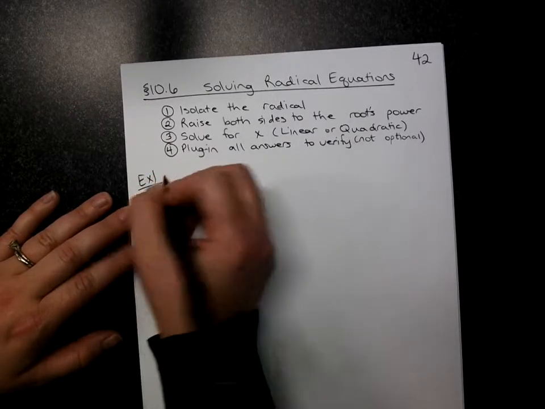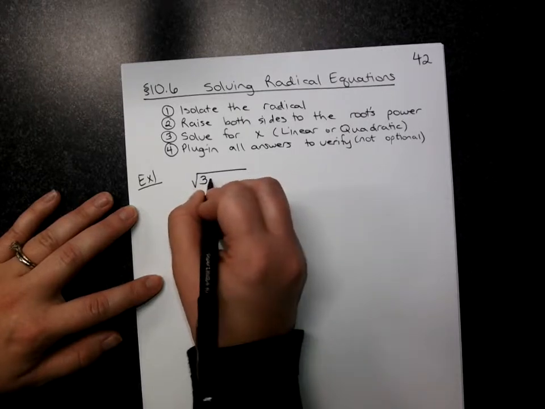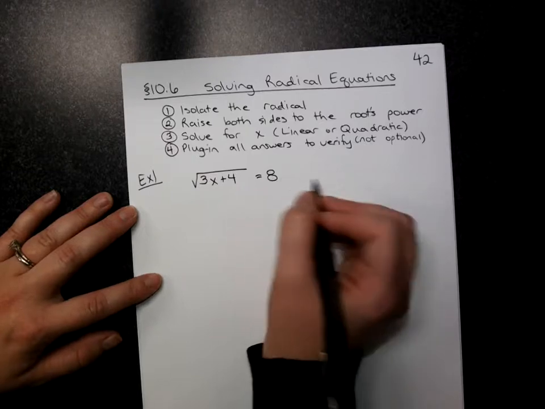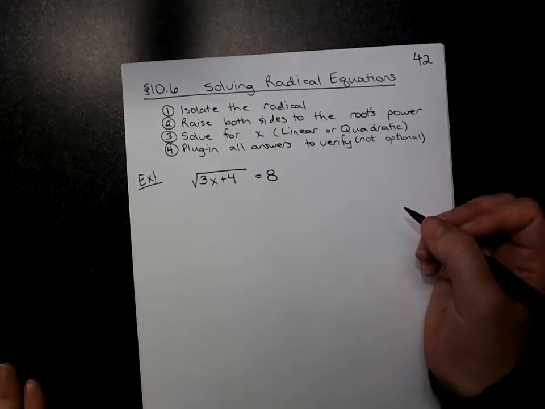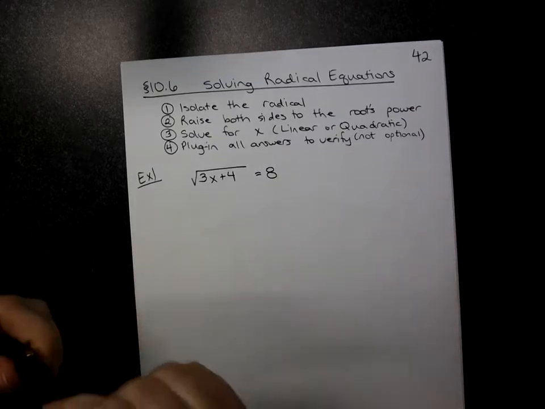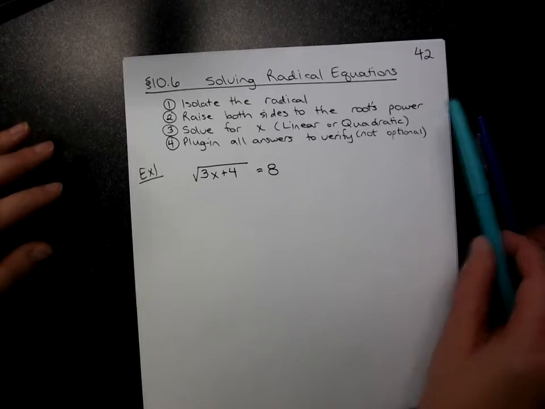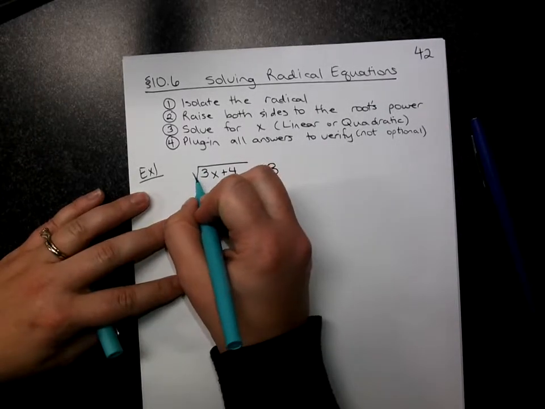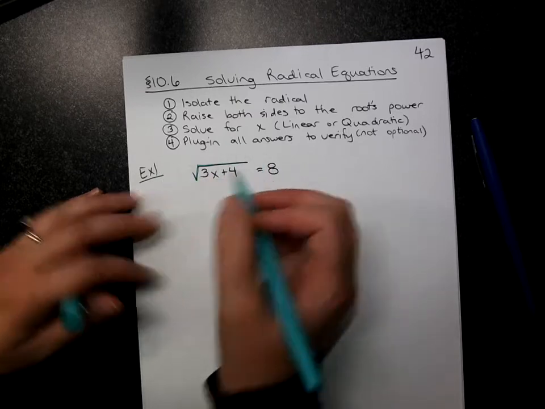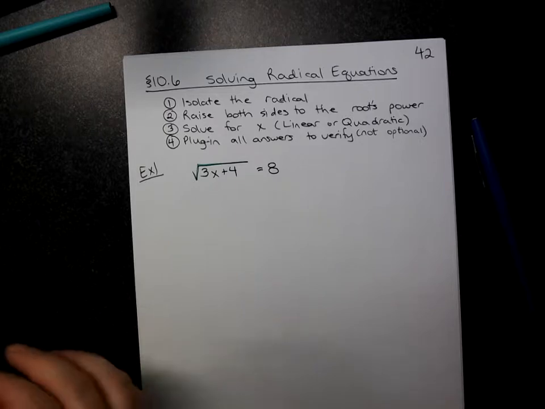Alright, so let's look at example 1. If I have the square root of 3x plus 4 equals 8. The square root of 3x plus 4 equals 8. Now the first step says to isolate the radical. So you want to look at where the square root is and make sure that there's nothing around it. There's nothing being added or subtracted to it. In this case, that part's already done for us.